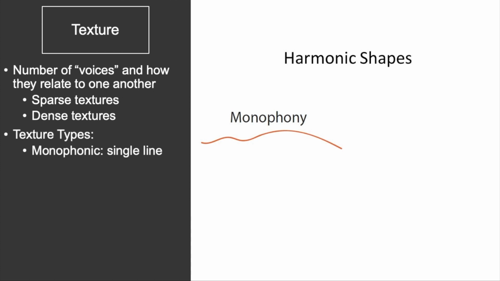All right. But when we talk about texture, we also talk about it in terms of shapes, the relationships between melodies and harmonies. All right. So remember, a melody is basically our pitches in ascending and descending patterns of some type. And then our harmony is what we have when two or more different pitches are sounded at the same time.